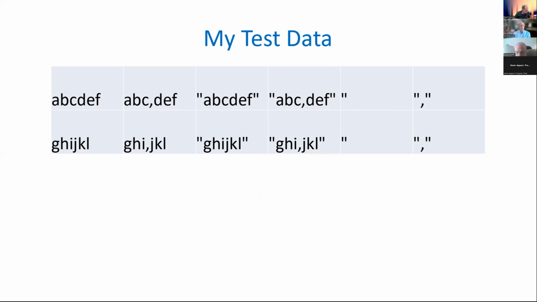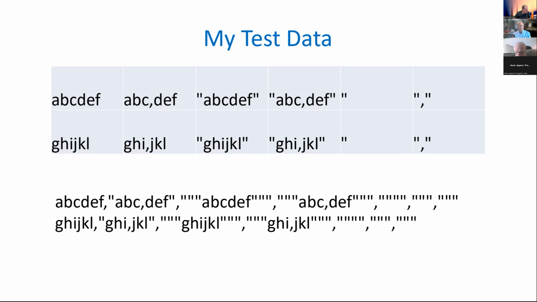So here's my test data. The first row is A, B, C, D, E, F as plain text, then with a comma embedded, then with leading and trailing quotes, and then finally leading and trailing quotes with a comma in the middle, then a single quote, and then really an extreme case, which is a quote, comma, and a quote. The second row is the same information repeated again, just so we know we can handle more than one row at a time.